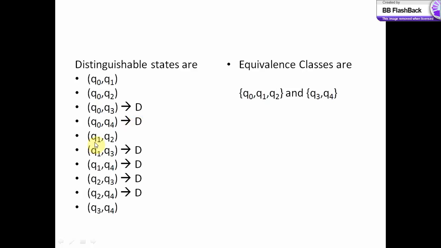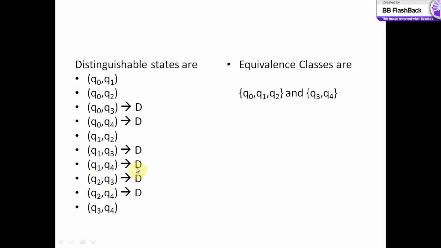The next one is Q1, Q2. Both belong to non-final states. So this cannot be marked as distinguishable. And here Q3 is a final state and Q1 is non-final. So this is distinguishable. And again Q4 is a final state and Q1 is a non-final state.